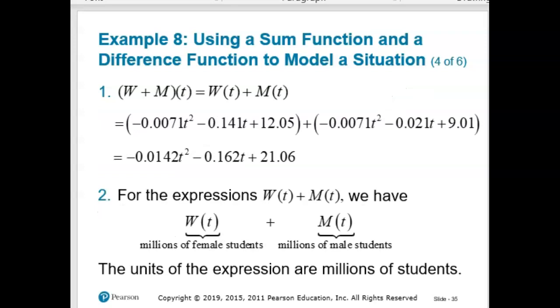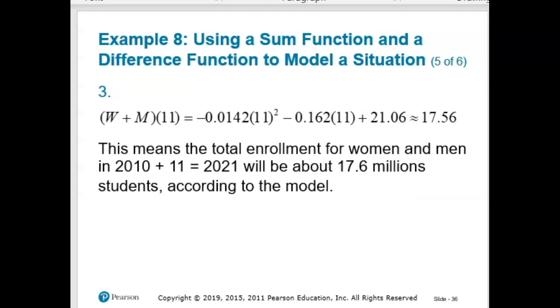If we're going to add the two functions, remember we can disregard the parentheses, combine like terms, and we find our new function. When we want to evaluate that, we also have to think about what the units were for each individual equation. The women's were in millions of women students, and men's were in millions of men students. So the combined function is now just millions of students. When we plug 11 in for t, we find that the total is going to be about 17.56. What this means is the enrollment will be 17.6 million students in the year 2021 according to this model.